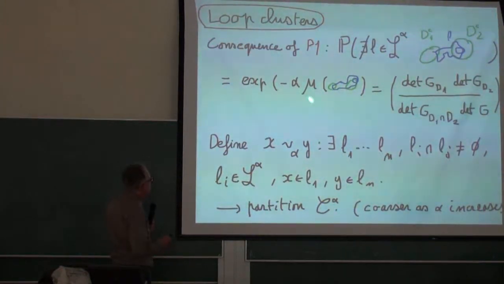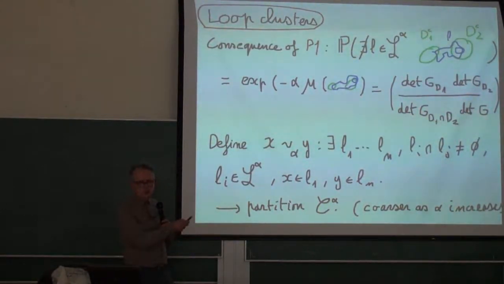So let's start with a small calculation, which actually can be deduced from the calculation I did of the measure of the possibility that a loop connects two subsets. I computed that with a logarithm. And if you just apply the definition of Poisson process, the probability that there exists no loop in this Poisson process of loops, in the loop soup, connecting D1C and D2C is actually this quotient of determinants. And I'm sorry, here there is a power alpha missing. It is on my screen, but it is not on yours.